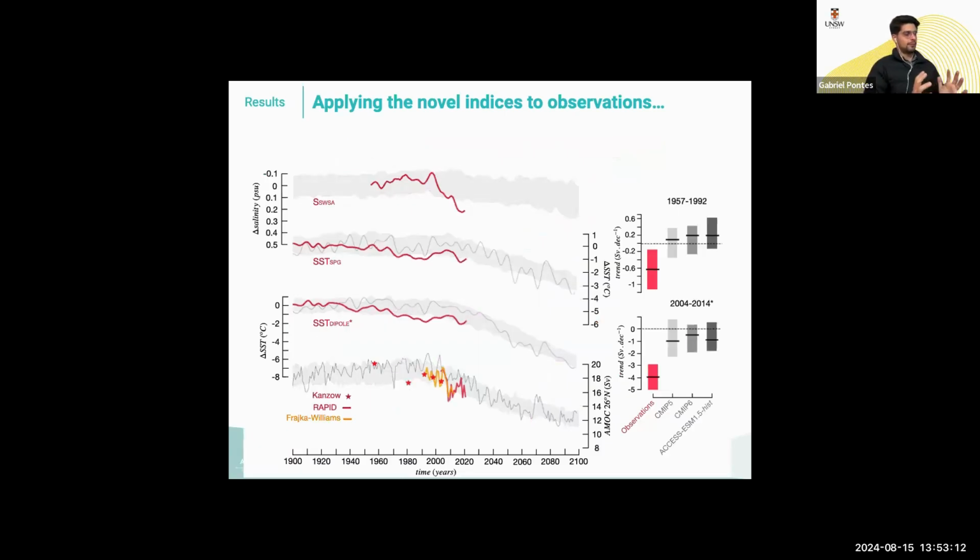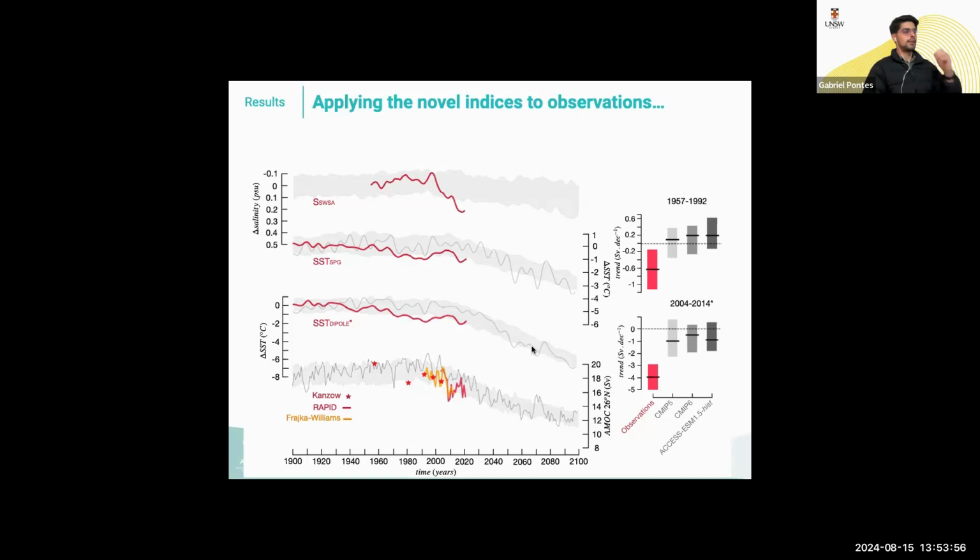So the previous time series were just observations. And now here I'm replotting those observations, but now against the ACCESS-ESM model. So the shading here is representing the 95% confidence interval of those indices for the ACCESS-ESM historical simulation. So this is based on the 40 member historical simulations that has been run for the CMIP. So this is just under the CMIP protocol.